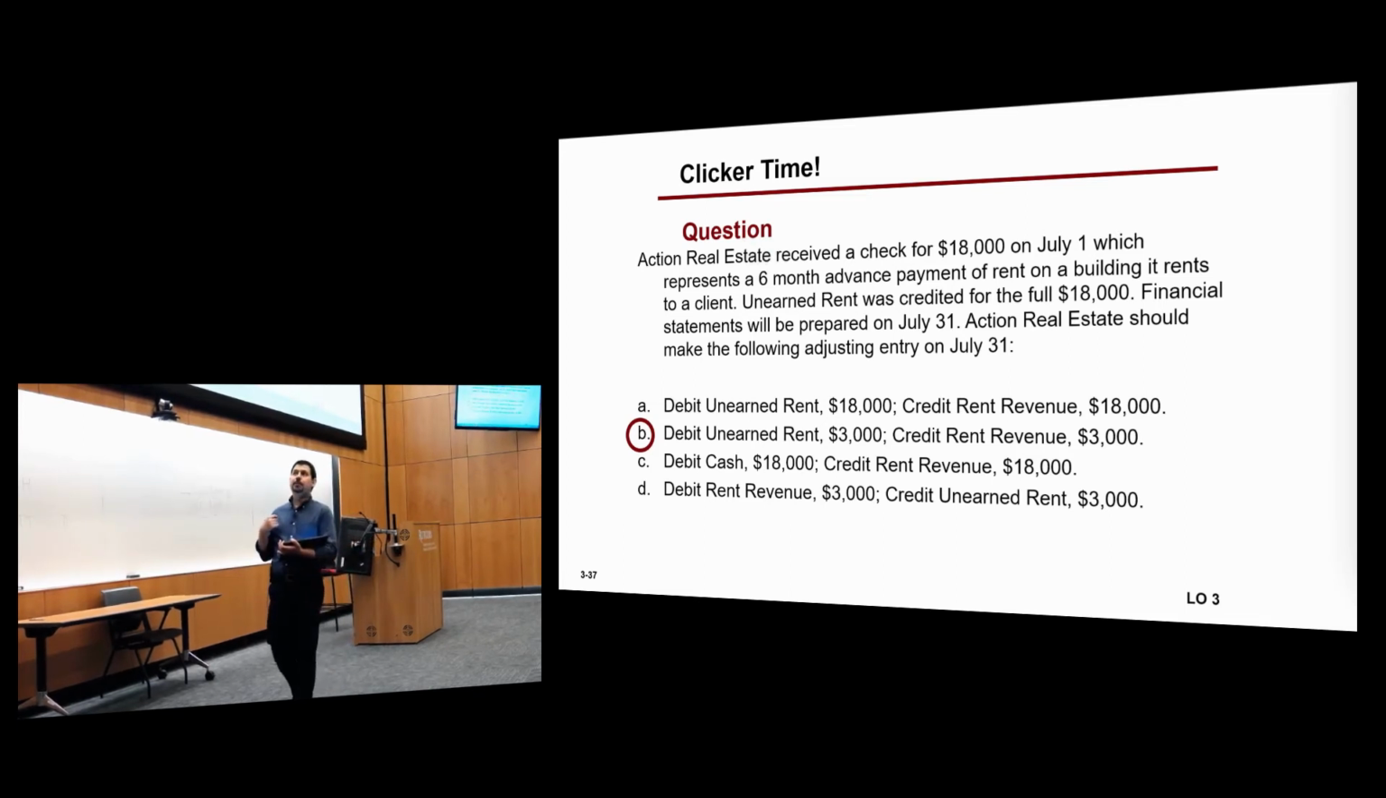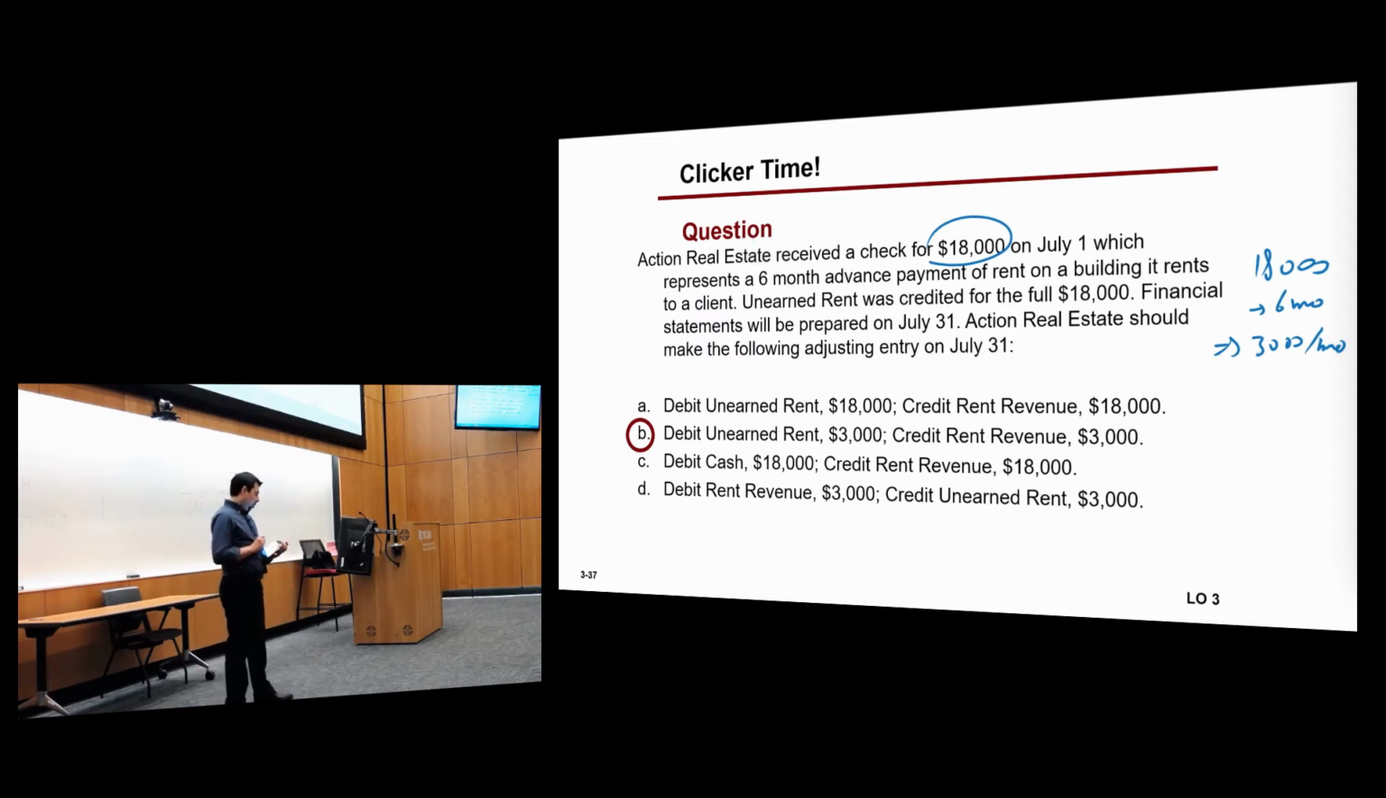This is for the company received the cash. So it's unearned rent revenue, right? We know here it's unearned rent revenue for 18,000. So it's 18,000 for 6 months. So how much is it per month? 3,000. 3,000 per month.